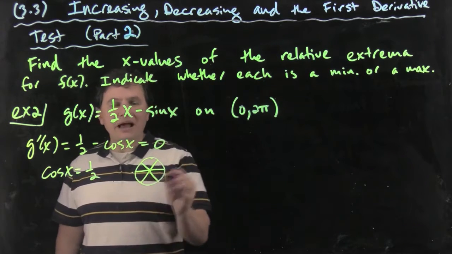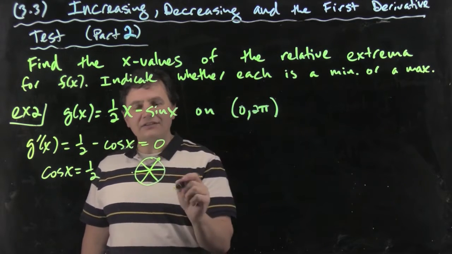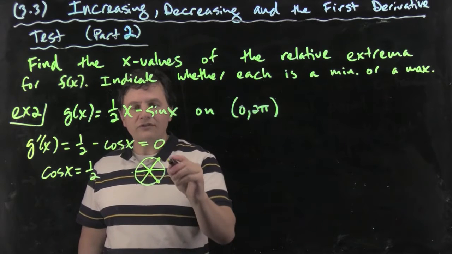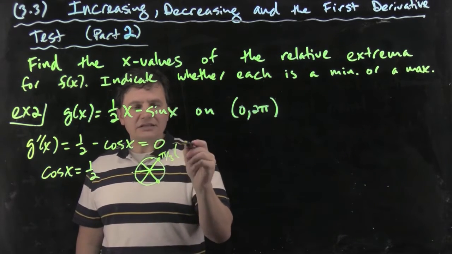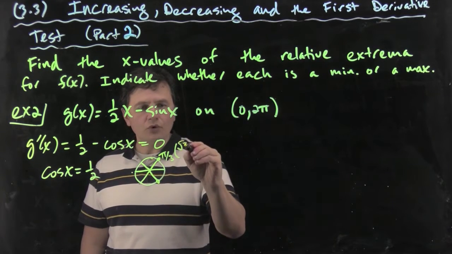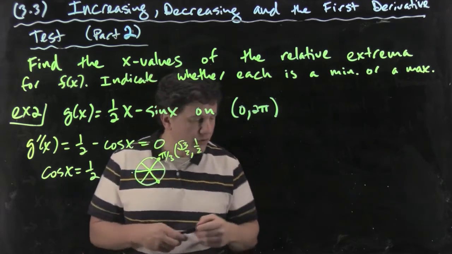Now, if cosine is positive, that means we're on this side of the x-axis, which means we're talking about these 2 points. So this is going to be pi over 3, which has the coordinates radical 3 over 2, 1/2. No, I'm sorry, it's the other way around.